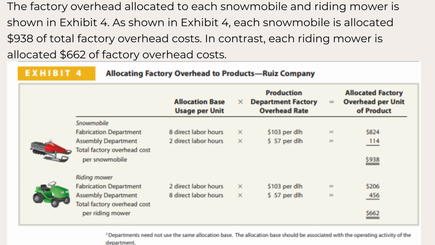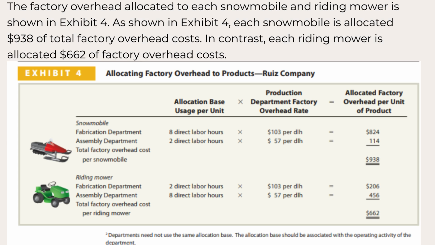Using the previous illustration under snowmobile, under the fabrication department the allocation base usage per unit is 8 direct labor hours, multiplied by $103 per direct labor hour. The allocated factory overhead under snowmobile is $824. With the same formula, under the assembly department, we have 2 direct labor hours multiplied by $57 per direct labor hour, so we have $114. To get the total factory overhead cost per snowmobile, we simply add the two departments.